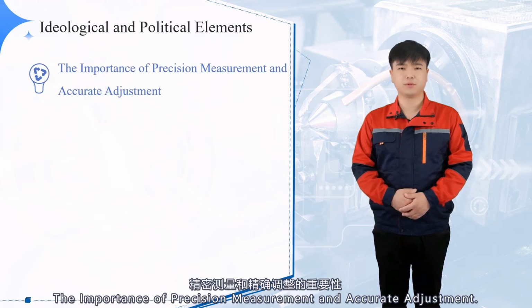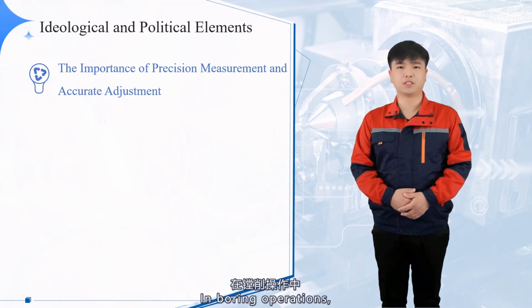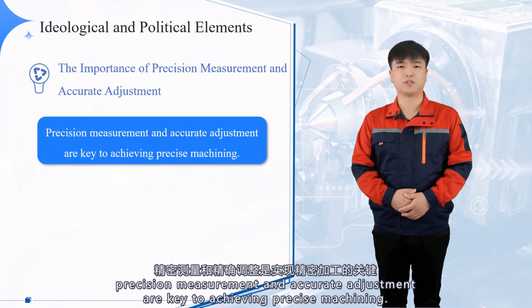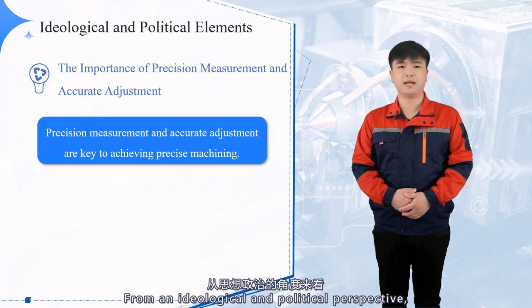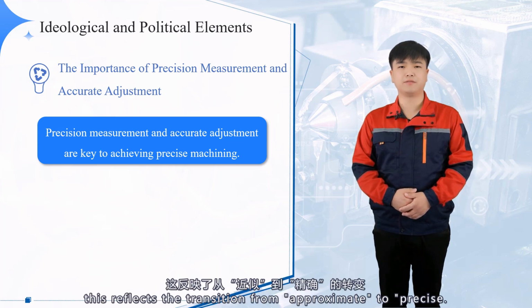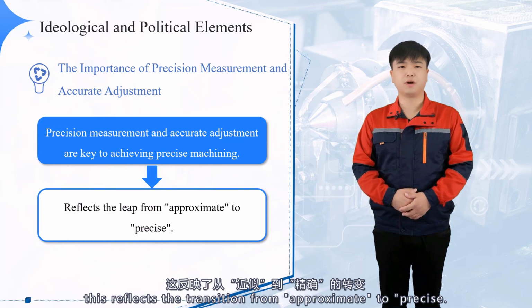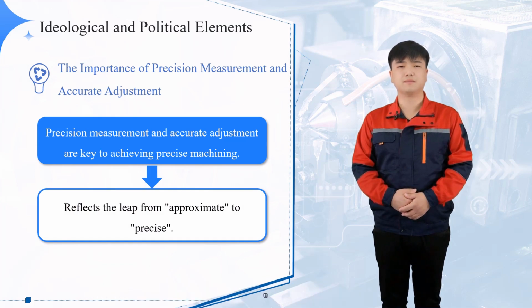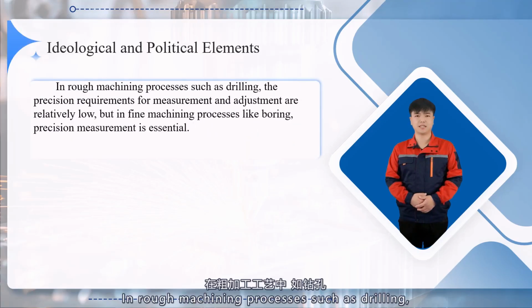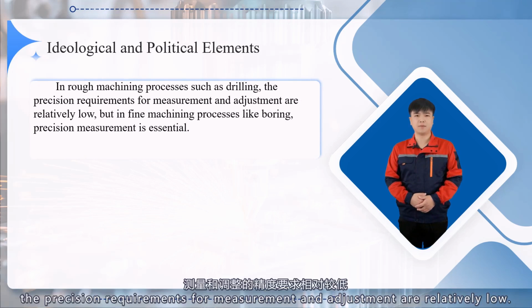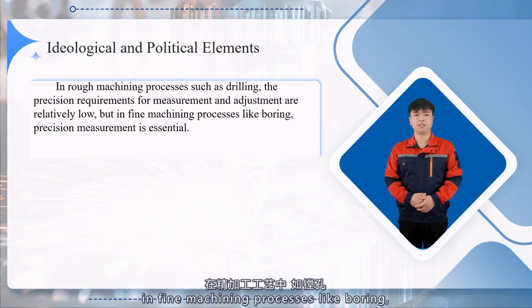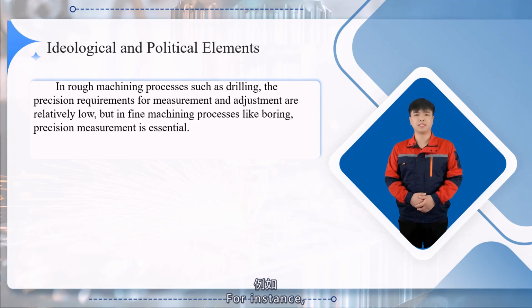The importance of precision measurement and accurate adjustment. In boring operations, precision measurement and accurate adjustment are key to achieving precise machining. From an ideological and political perspective, this reflects the transition from approximate to precise. In rough machining processes such as drilling, the precision requirements for measurement and adjustment are relatively low. However, in fine machining processes like boring, precision measurement is essential.